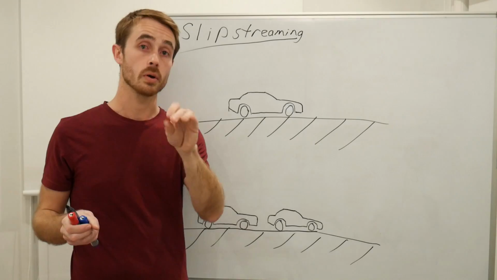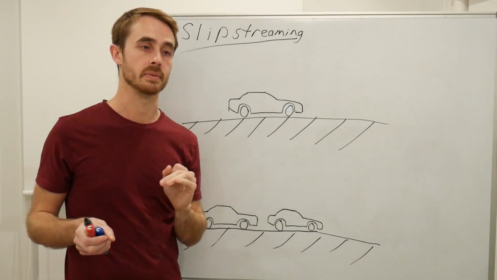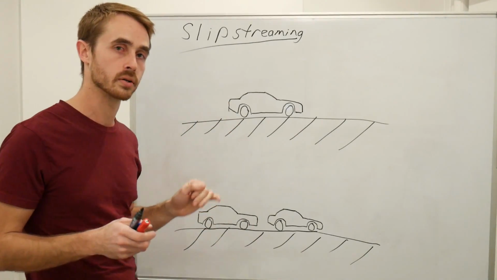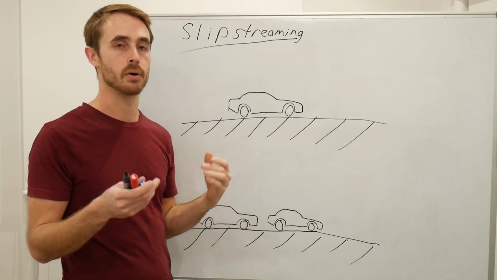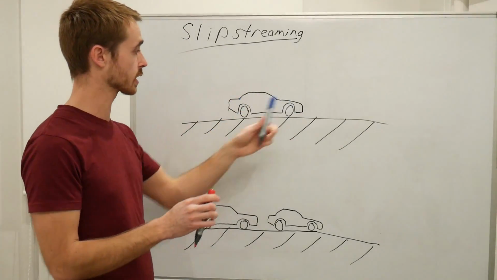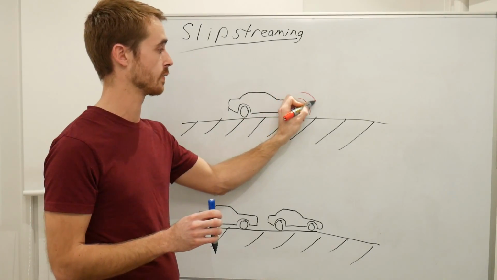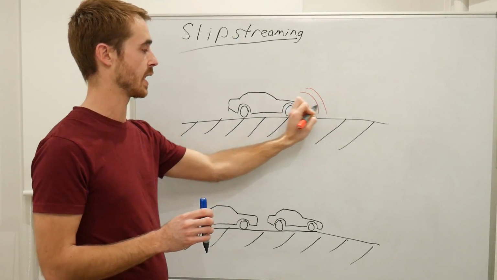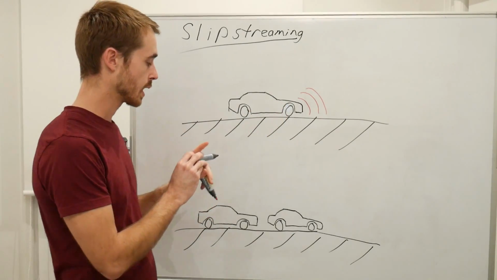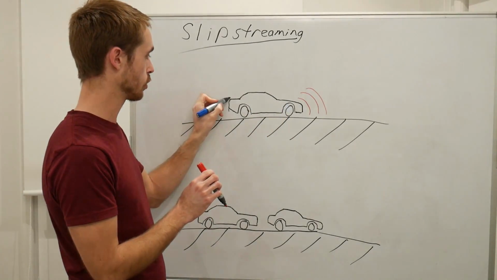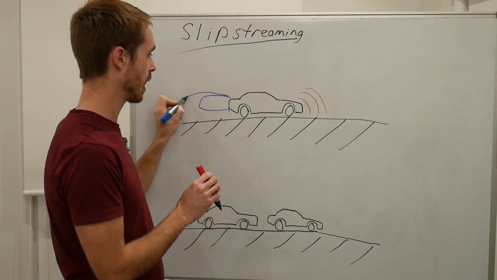So firstly, I recommend you go and check out that dirty air video before coming back to this one. But let's have a look at what slipstreaming is and how it works. If I have a car traveling along a road like this, it will generate a high pressure region in front of it from all of the air that's coming on this way. It will also generate a low pressure wake behind it.